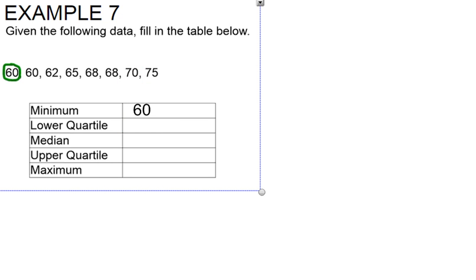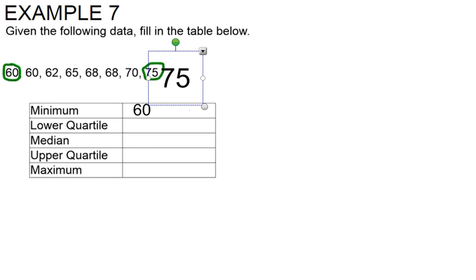And maximum is very similar. It's just the exact opposite. It is the greatest number in your data set, which in this case is 75. So 75 is our maximum.